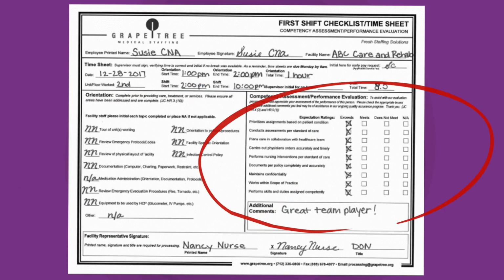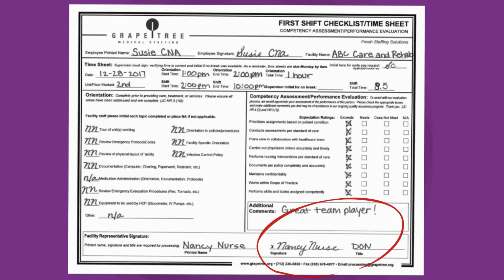You'll also want to get at least one performance evaluation, like the one on the right side of this form, completed per year. Lastly, the supervisor of the shift has signed the form, verifying the information provided.